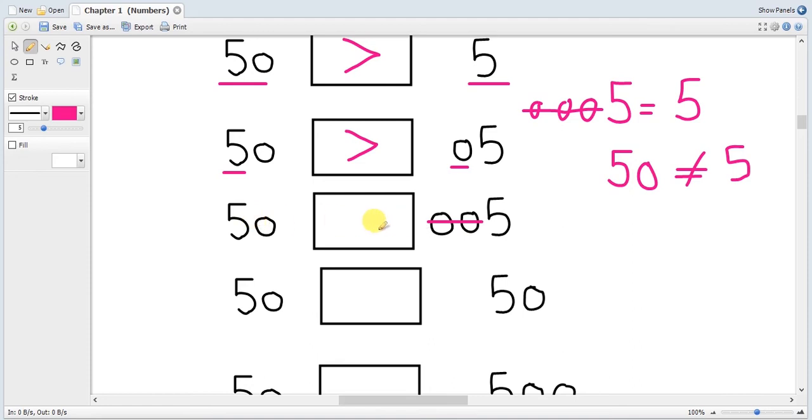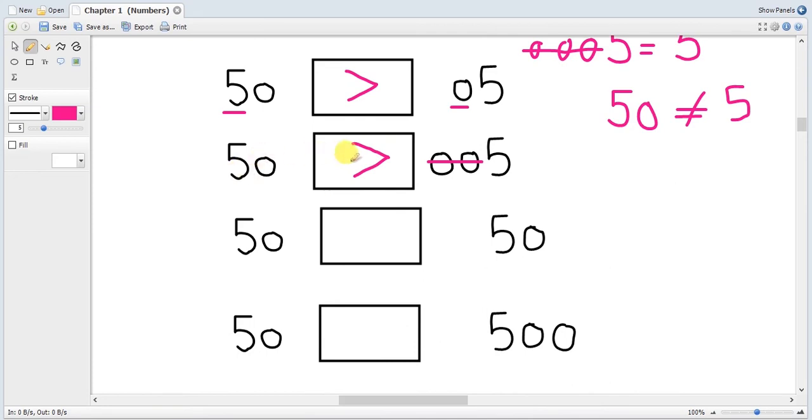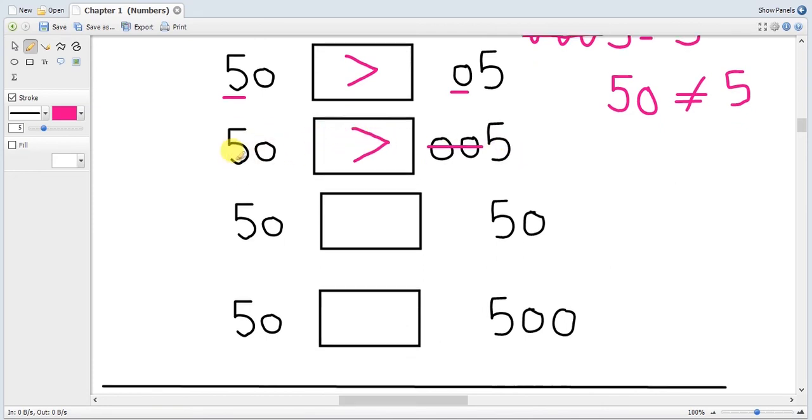So is 50 a bigger number or a smaller number than 5? Obviously bigger. So the alligator opens its mouth towards the bigger number. Is this right? Excellent. No, it is not right. Good, you caught my mistake and you fixed it. Excellent. So 50 is bigger than 5, and the alligator opens its mouth towards the bigger number.